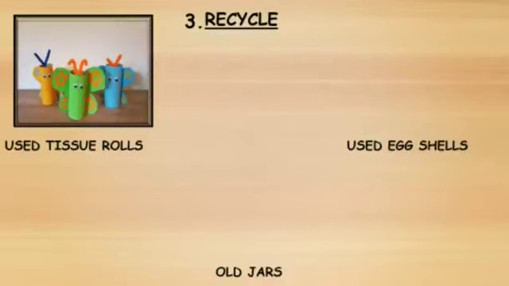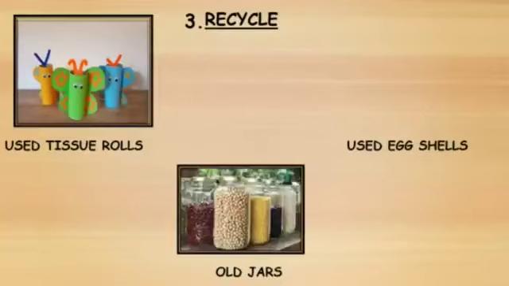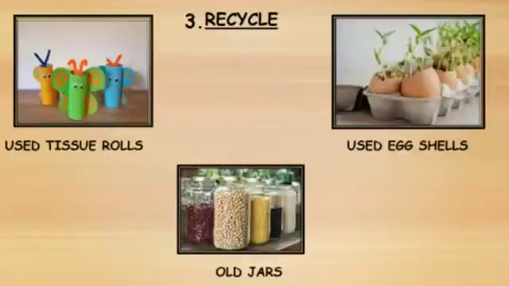For example, you can use the tissue rolls to make beautiful pen or pencil stands. Plastic jars in which we buy various food items like jams and pickles can be used for storing things like salt and sugar. The eggshells after use can be used for growing plants.